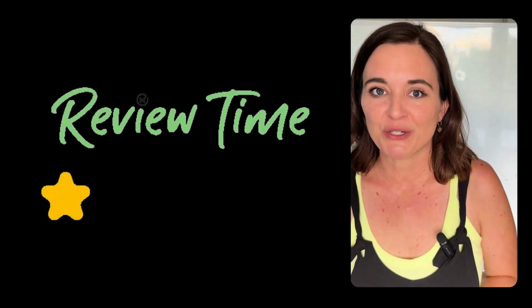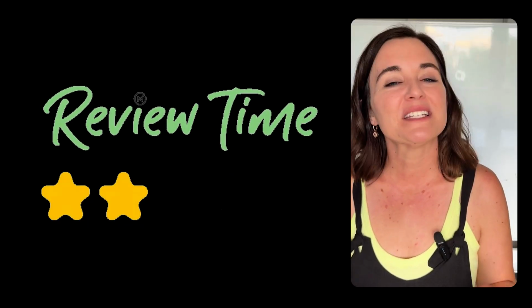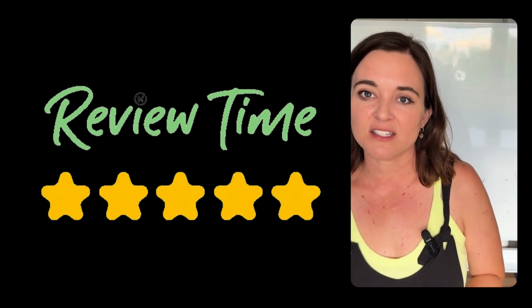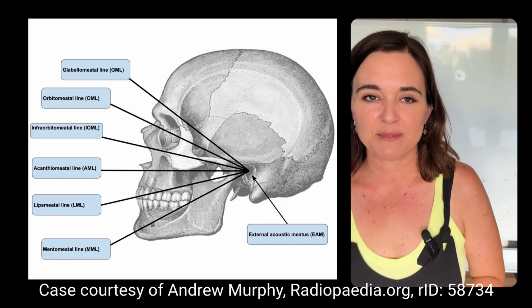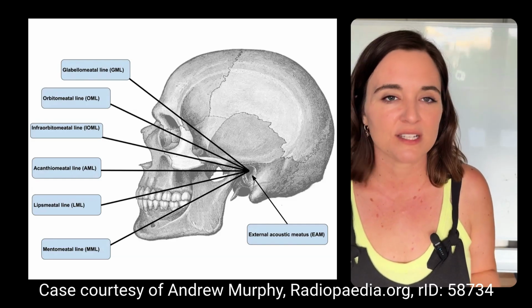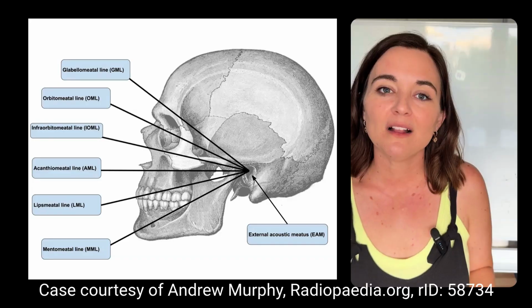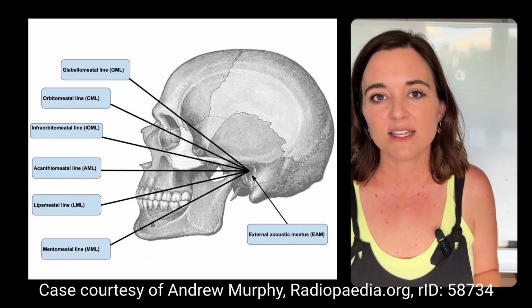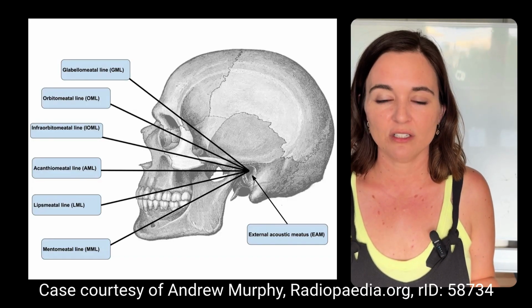Let's bring it home with a quick review and image critique, because it's not just about taking the image, it's about knowing what makes it diagnostic. Key landmark recaps: Glabella, Nasion, EAM, nowhere to center. Your OML, IOML, AML, GML. These lines guide every single head projection.